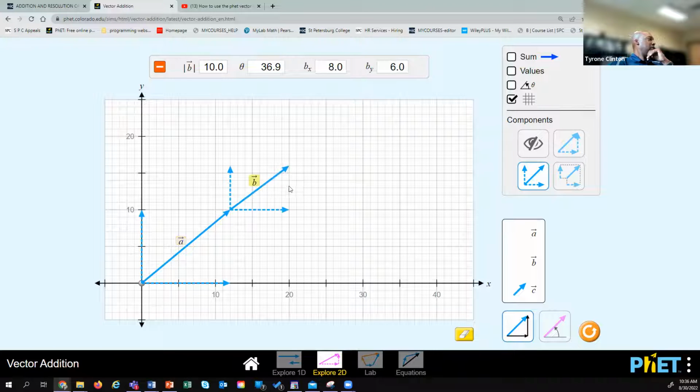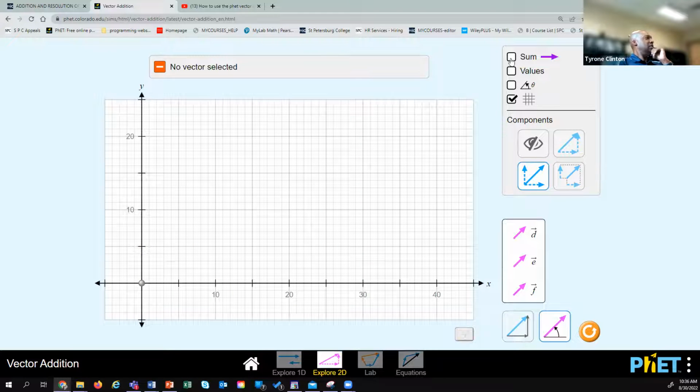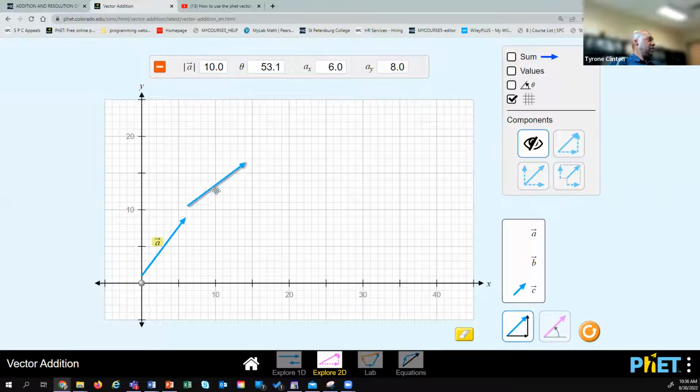So here's another vector B with its components. And then the sum of these two vectors. Let's see, how would we get that? Let's go back and put these back in here again. So here's A, and here's B. The sum of these two vectors: if you click that button, there's the sum. You can take that and drag it.